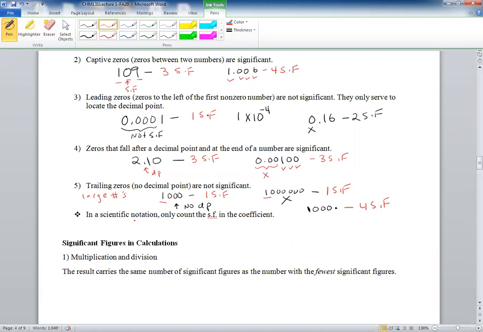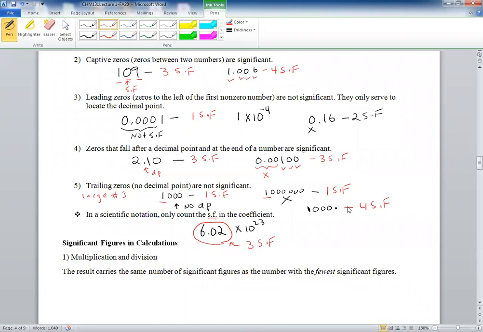But the last thing is in scientific notation, you only count the significant figures in the coefficient. So if I have something like 6.02 times 10 to the 23rd, I have no business looking at this power. If you transform this into the standard notation and write all of those zeros, they will be trailing zeros, so they won't count. As a rule of thumb, you only look at the coefficient, which is this number, and you count the number of sig figs. So in this case, I have 3, because this zero again is captive.